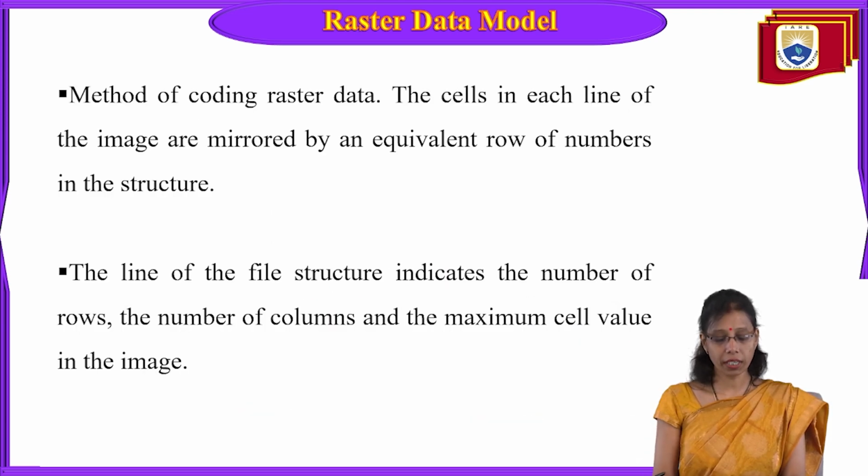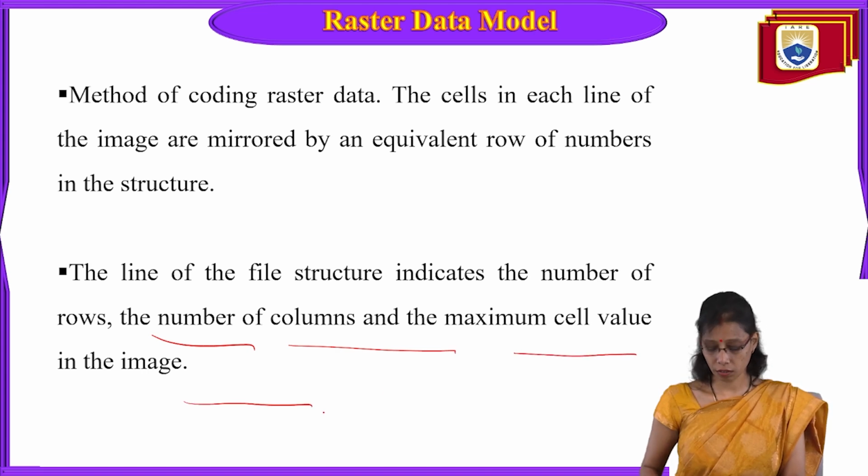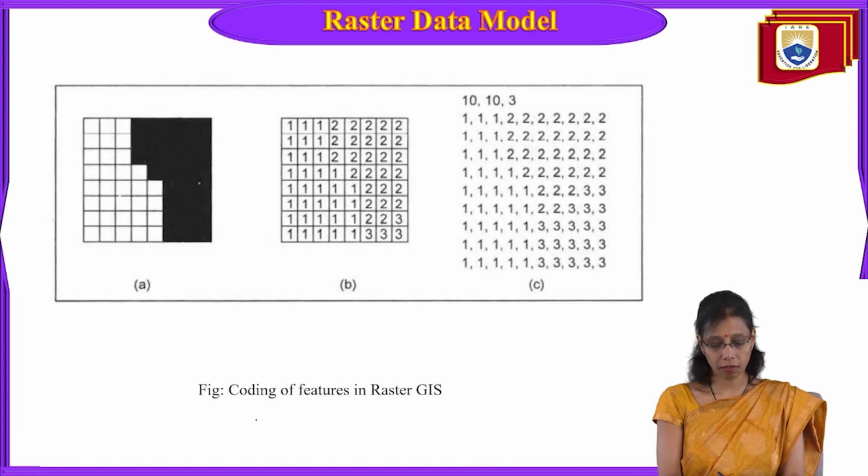Now, the method of coding raster data: each line of the image is mirrored by an equivalent row of numbers in the structure. The lines of the file structure indicate the number of rows, the number of columns, and the maximum cell value in the image.